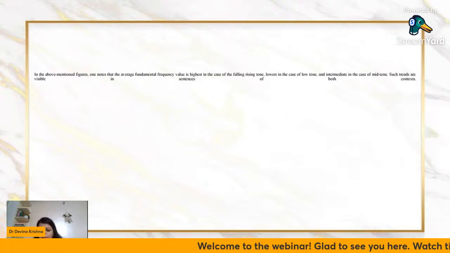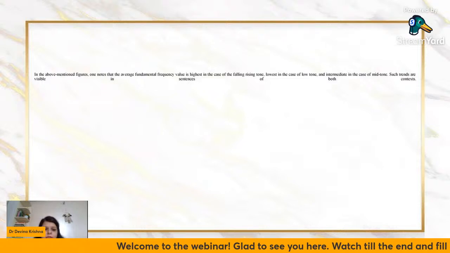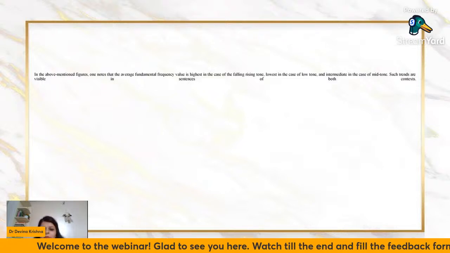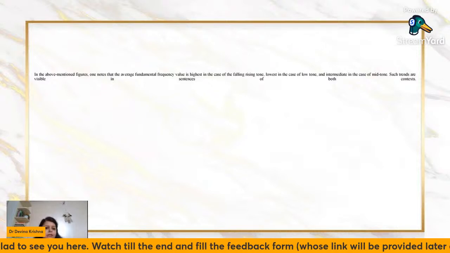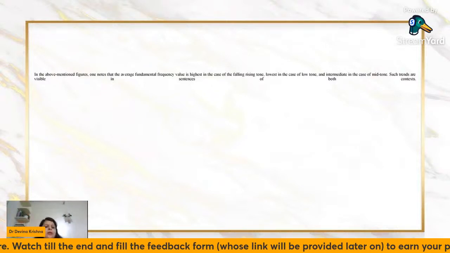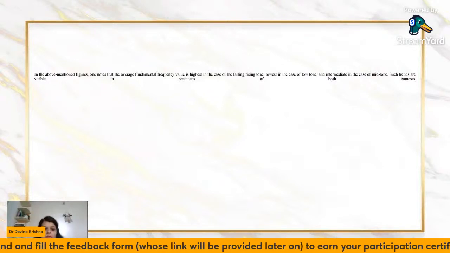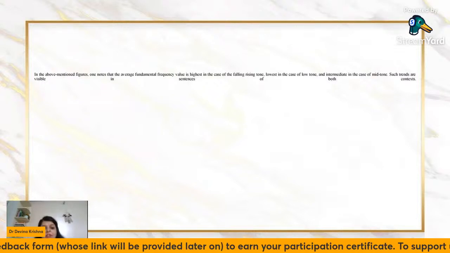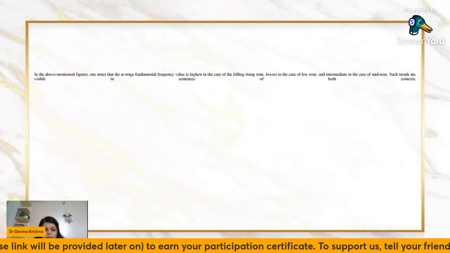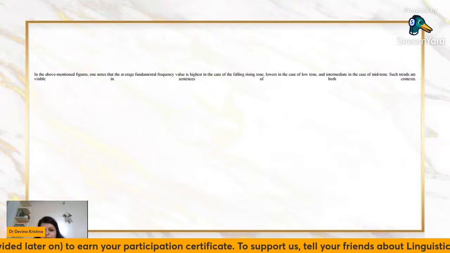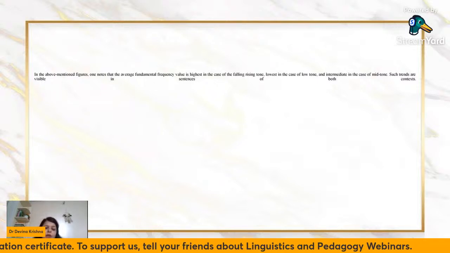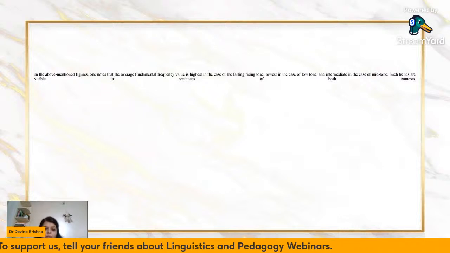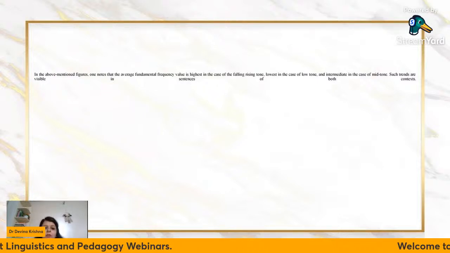There's some problem with the presentation over here, I can see some gaps. But just to tell you, the fundamental frequency value in the case of the contour is the highest. Even the duration is the highest in the falling rising tone, which is a contour, as compared to the other tones, and the fundamental frequency is also highest.